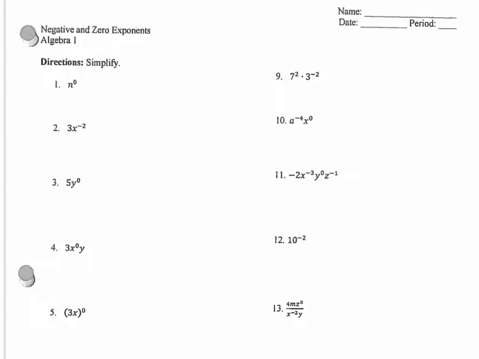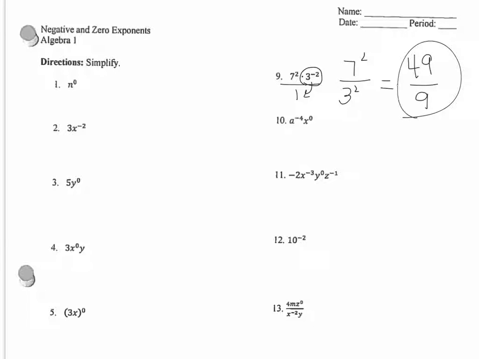The first problem I want to do is number 9. First thing I notice, negative exponent. A negative exponent turns this problem into a fraction. So 7 squared stays on the top, 3 squared goes to the bottom. If I circle this, am I done? Nope. I gotta clean it up. 7 squared, 49, 3 squared, 9. I'm done.